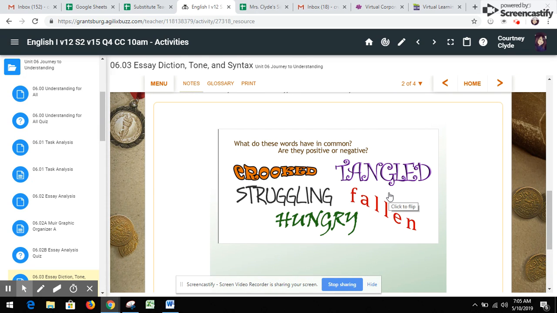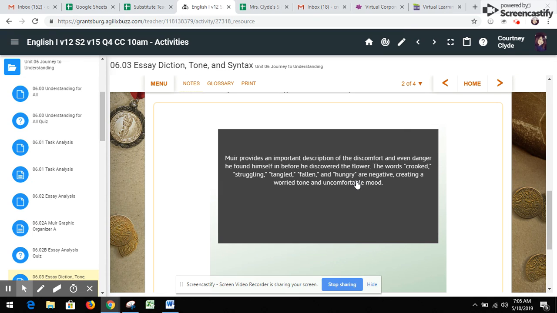So then when you look at these words, crooked, tangled, struggling, fallen, and hungry, not necessarily words that we would associate with positive connotation, right? More so negative connotation. So it's saying that in the moment where he's describing himself being in discomfort and a little bit dangerous, right? Remember, he almost feels a little bit lost and a little bit unsure if he's actually going to get out before the sun goes down. And that's when he discovers the flower. Okay. But all of those worrisome words are used before the discovery. And it says he's creating this tone about being a little concerned about what's going to happen to him that night. He's a little uncomfortable.